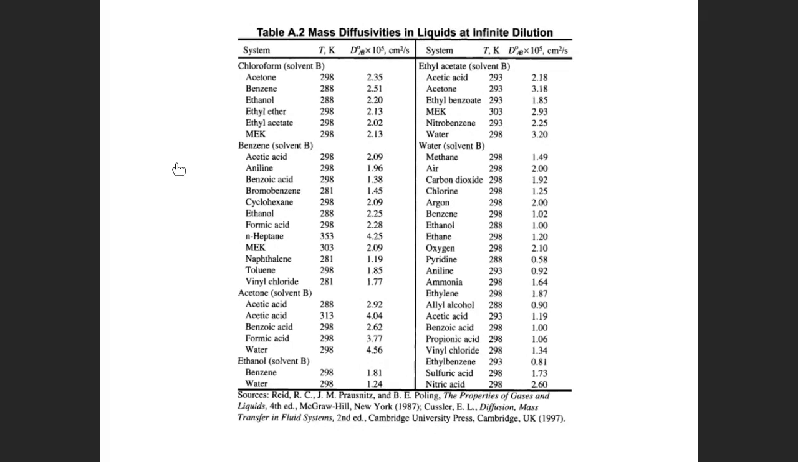If you have chloroform acetone, for example, we mentioned that A will be acetone, B will be chloroform, and the temperature is 298 Kelvin. The value of DAB is 2.35. Correct? Centimeters squared per second, or am I missing something?